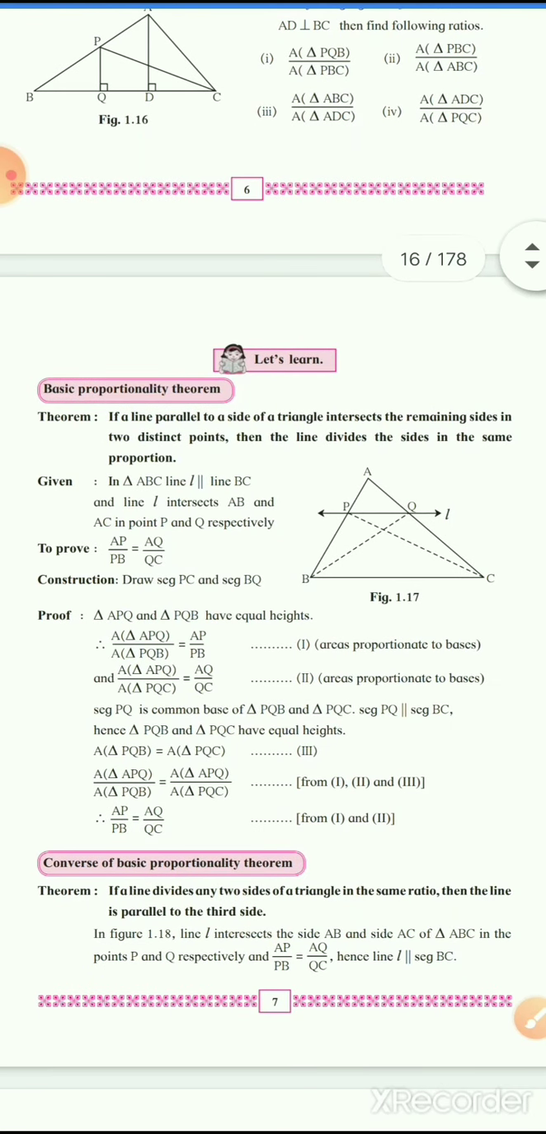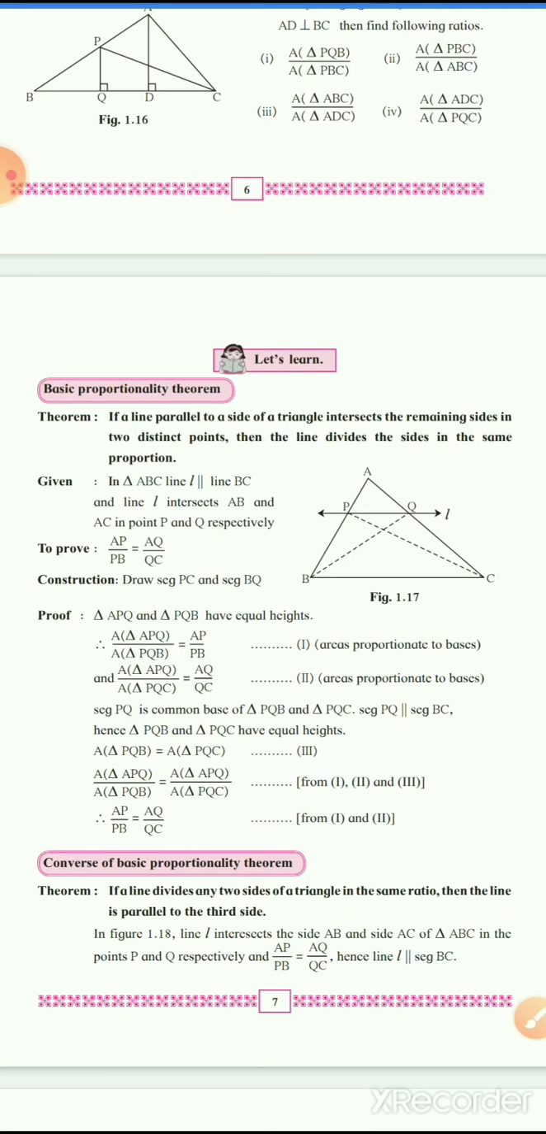So here let us see given. In triangle ABC, line L parallel to line BC or seg BC, and line L intersects AB and AC in points P and Q respectively. Okay, this is given of the theorem. Now we have to write to prove, means what we have to prove here.